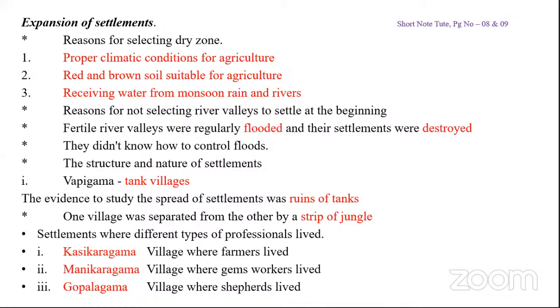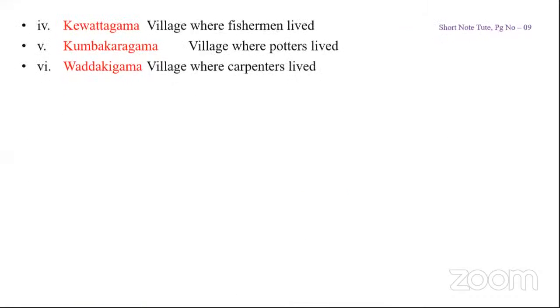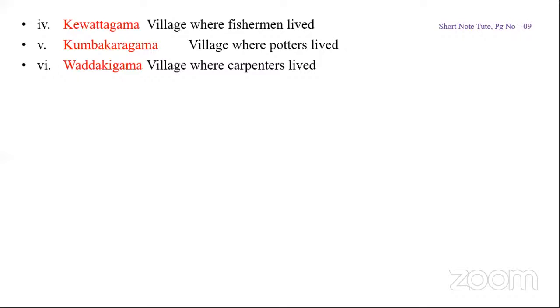Okay, then we'll move on to the next one. So here there are 3 other villages where professionals were living. Kaivatagama was the village where fishermen were living. Kumbhakaragama was the village where potters were living. And Vadakigama was the village where carpenters were living. So these were the villages of the professionals.